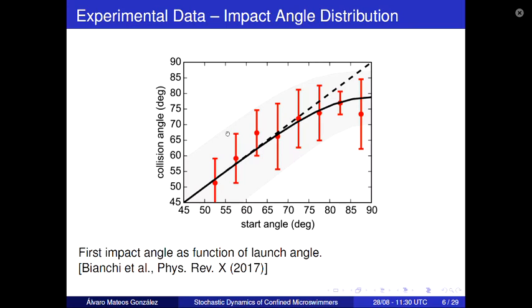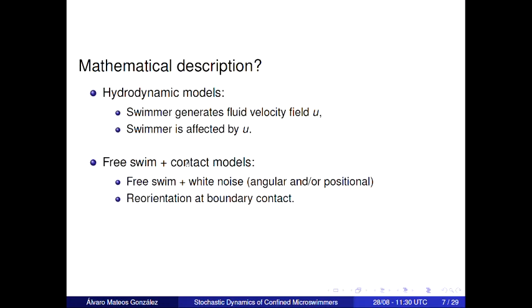You also have some other types of data that you can recover from these experiments. Specifically, this is the collision angle at first collision with the boundary as a function of the start angle for a microswimmer that's launched in the middle of the solution. You have all the types of data that you can recover from these kinds of experiments. So, how do you describe these experiments?